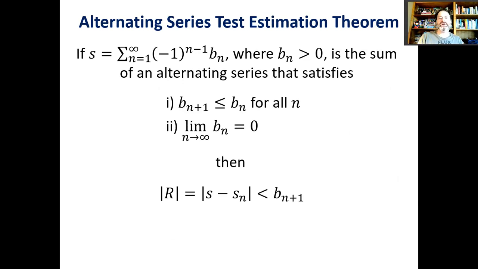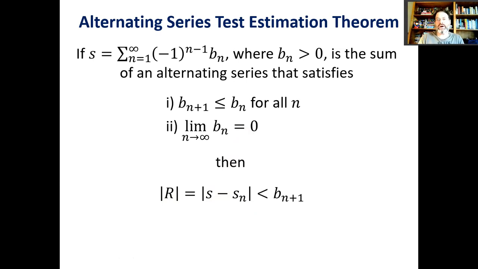So this is the alternating series test estimation theorem. If S is the sum, where Bn is greater than 0, of an alternating series that satisfies the two conditions for the alternating series test, then the absolute value of the remainder, the absolute value of S minus Sn, has to be less than Bn plus 1. So that's what we talked about in the previous slide.